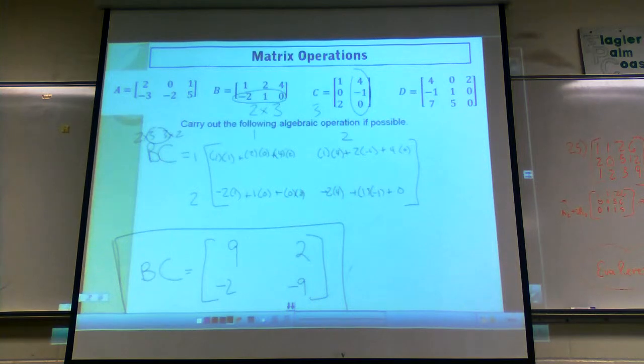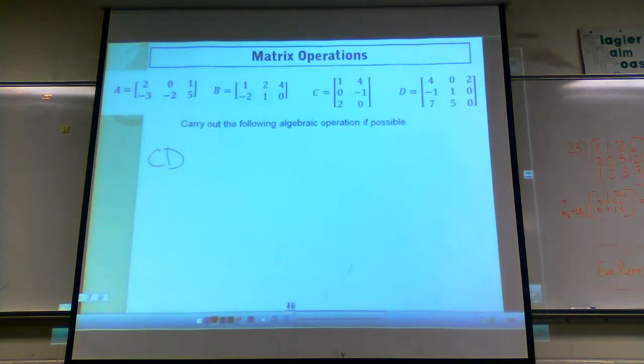All right, so start with the next one. You can't do that one. Why not? Because C doesn't have enough columns to multiply itself. There you go. It would be a 3 by 1 and that's a 3 by 2. 2 and 3 don't match up, so I can't do that.